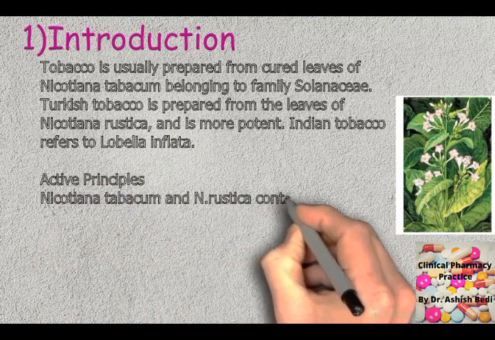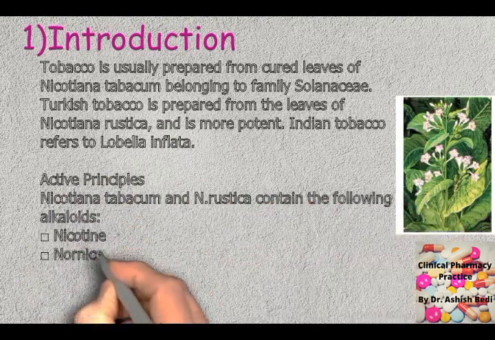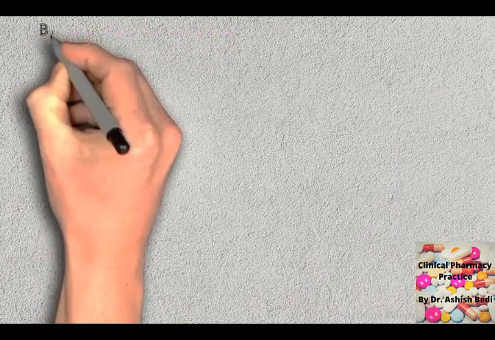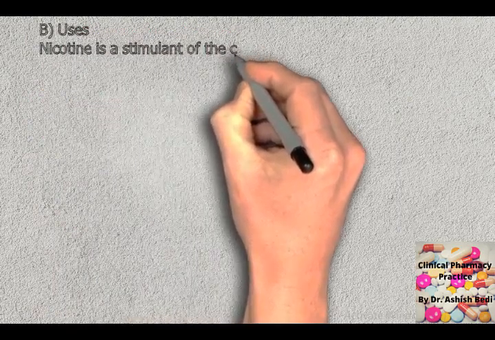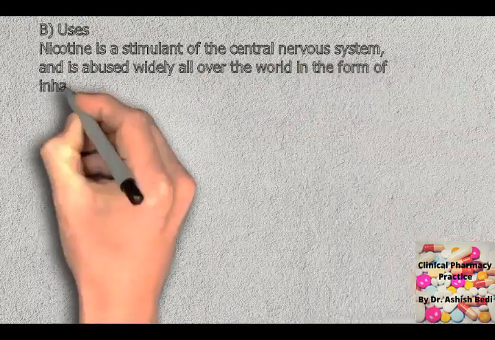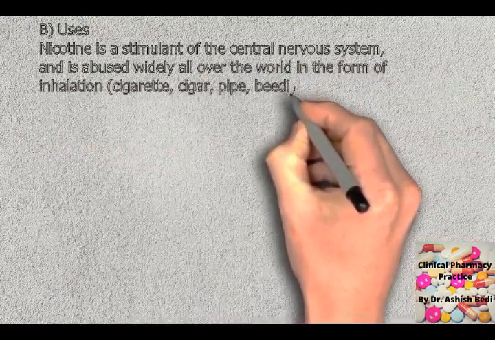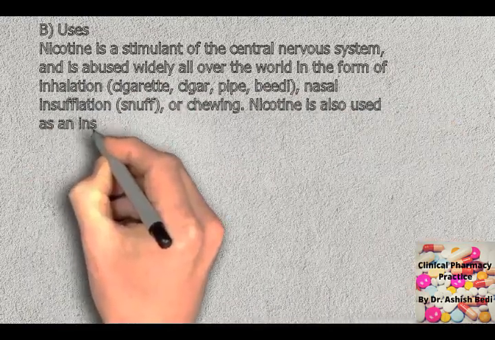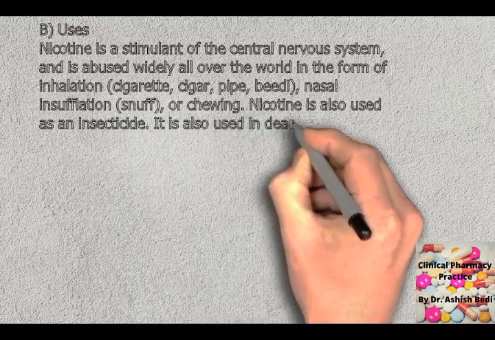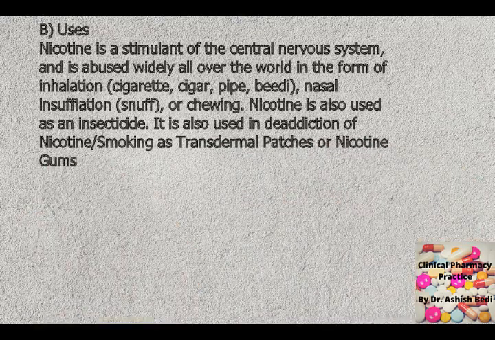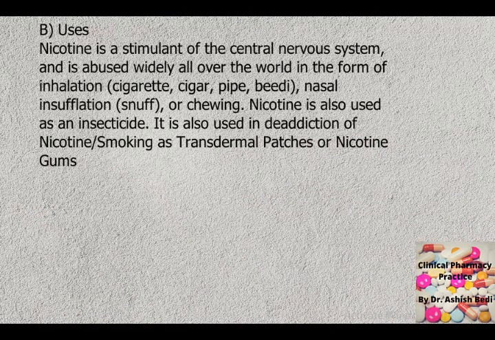What are the active alkaloids present in tobacco leaves? Nicotine, nornicotine, anabasine, and anabetine. Nicotine is mainly responsible for the CNS activation. Nicotine is a stimulant of the CNS and is abused widely all over the world in the form of inhalation, cigarette, cigar, pipe, bidi, nasal insufflation like snuff, or chewing. Nicotine is also used as an insecticide, although we don't use that much. It is also used in de-addiction of nicotine smoking as transdermal patches and nicotine gum. The use as an insecticide is very low. We have other insecticides also.